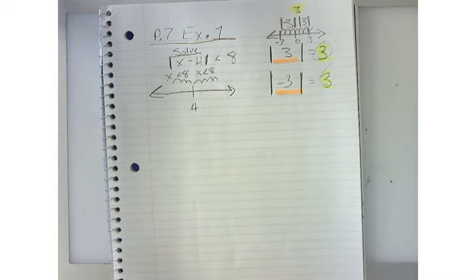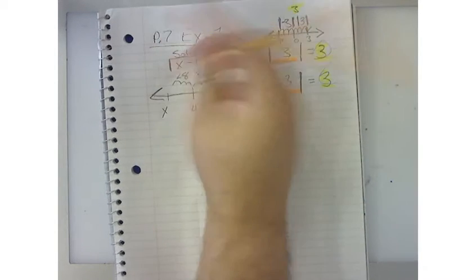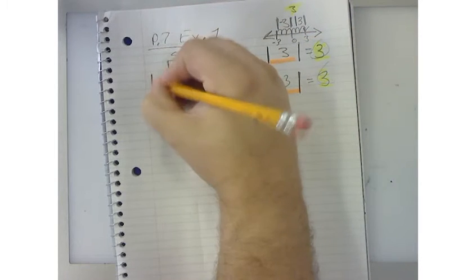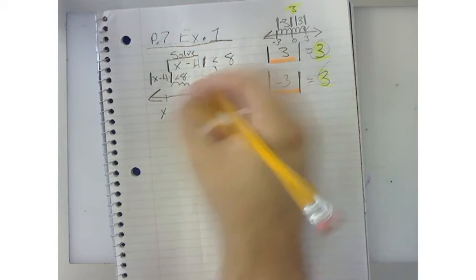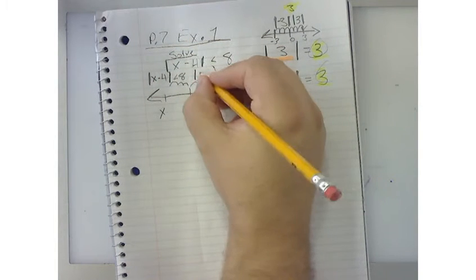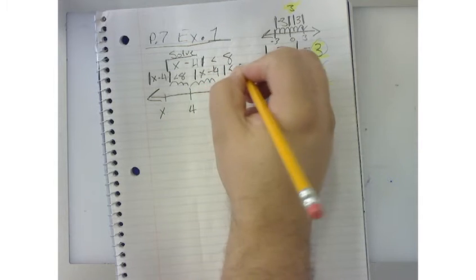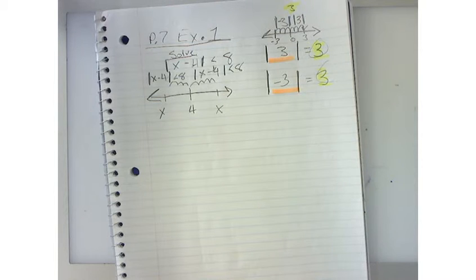So x has to be less than 8 units away, and I don't know what those numbers are. But I know that the absolute value, in fact I should write this correctly, I have 2 solutions. I have one where x minus 4 goes this way, and then I have the absolute value of x minus 4 going this way, has to be less than 8. But I don't know which x, does that make sense?